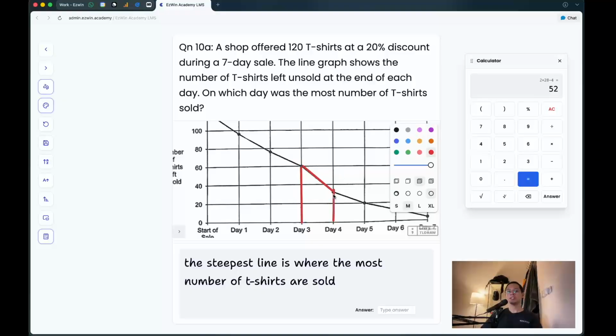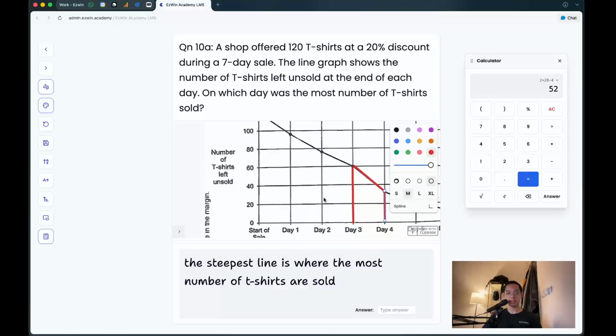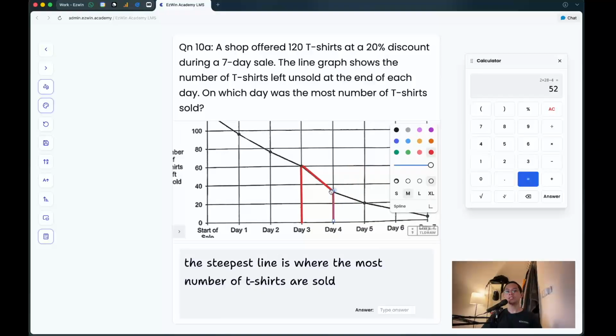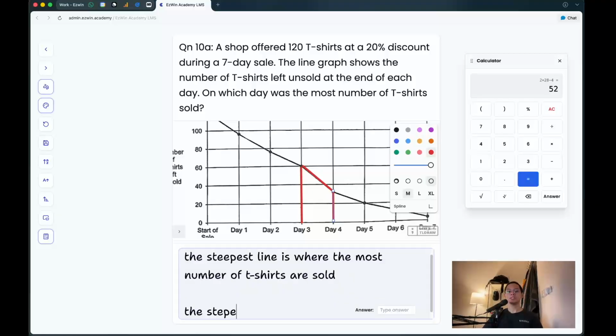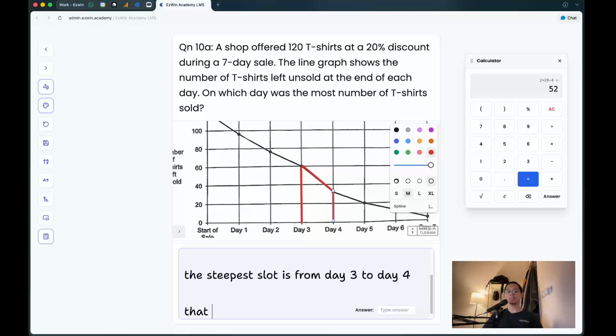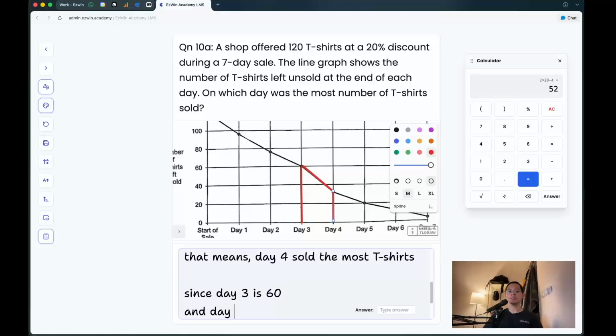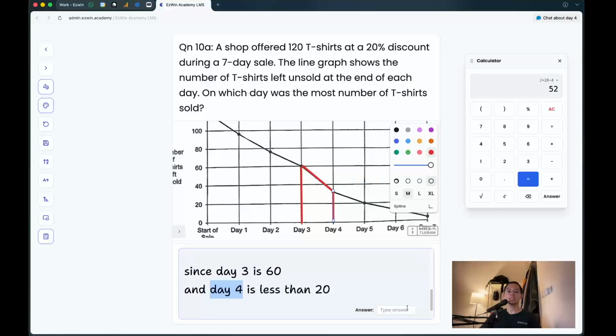So that means day 4 is being sold the most because before day 4 there is 60, and after day 4, the number of t-shirts left unsold becomes less than 20. So that means the steepest slope is from day 3 to day 4. So day 4 sold the most t-shirts, since day 3 is 60, and day 4 is less than 20. So therefore, the answer to this is day 4.